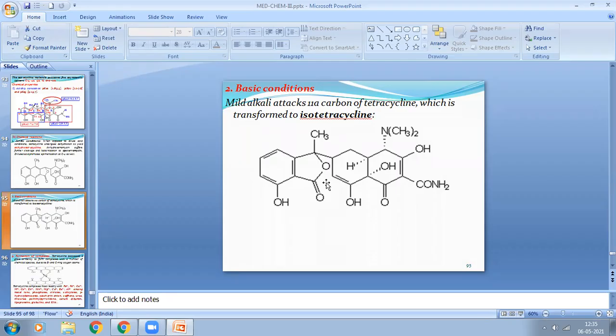So in case of acidic condition, first of all it will undergo dehydration to form anhydrotetracycline or epiterramycin. Subsequently, that undergoes cleavage and lactonization to form the lactone form or epimer. And in the mild alkali solution, it will form the isotetracycline. This is the structure of the isotetracycline.